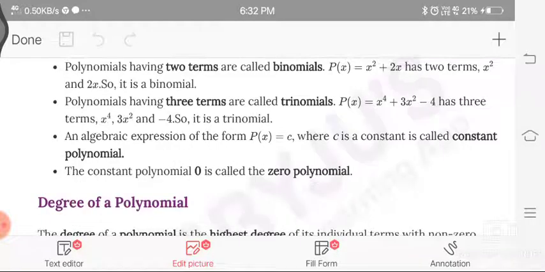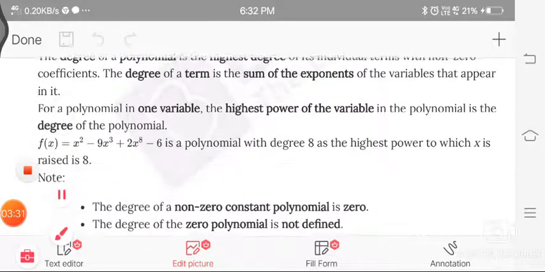An algebraic expression of the form p(x) = c, where c is a constant, is called a constant polynomial, and the constant polynomial 0 is called the zero polynomial.